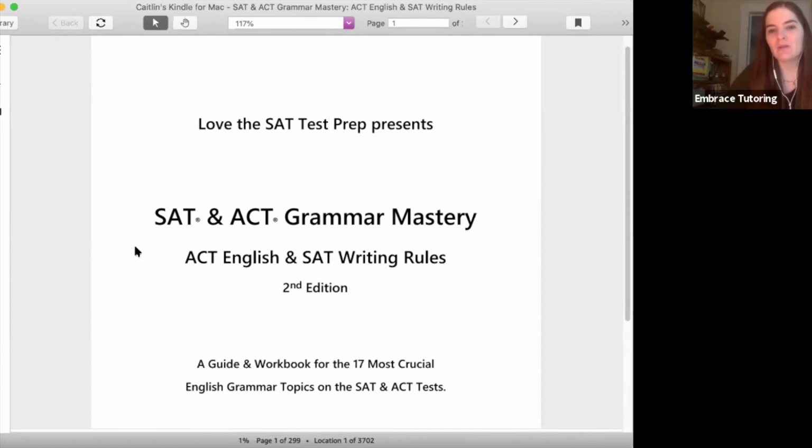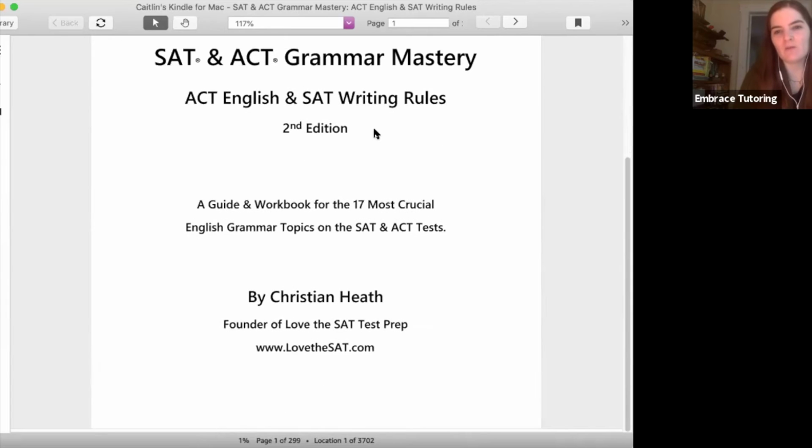Okay, so this book by Christian Heath, which is one that we've kind of been working through a little bit, is one that I do highly recommend for you in terms of giving you a quick grammar refresher for the things that are most frequently tested on the SAT or ACT in terms of grammar. Okay, to help you review those key concepts, look at specific types of questions and how they may be formatted. Although depending on which test you're taking, it will vary.